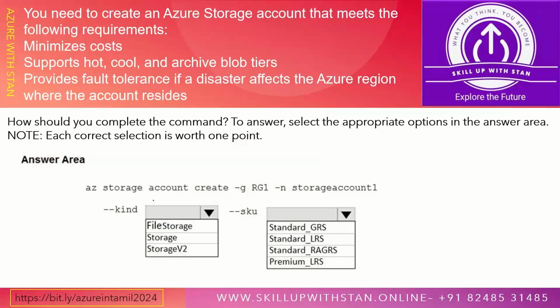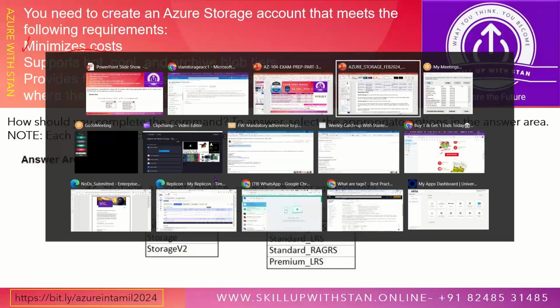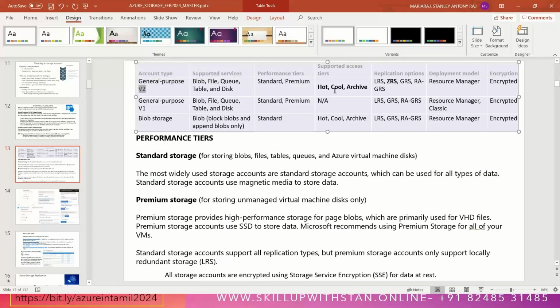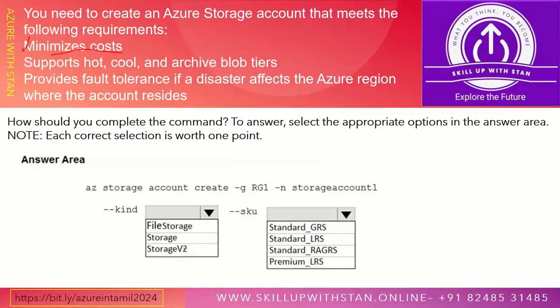You need to create an Azure storage account that meets the following requirements. You need to minimize the cost. You need to support hot, cool, and archive tier. Provide fault tolerance if a disaster affects the Azure region. So what they're looking for is geographical redundancy. They're also looking for tiering, hot, cool, and archive, and they want to minimize the cost. There is a catch here: minimize the cost. Let me quickly show you this comparison. General purpose version 2 supports tiering, hot, cool, and archive. Version 1 does not support tiering, and they also want cost saving there. So you have to choose storage account version 2 here.